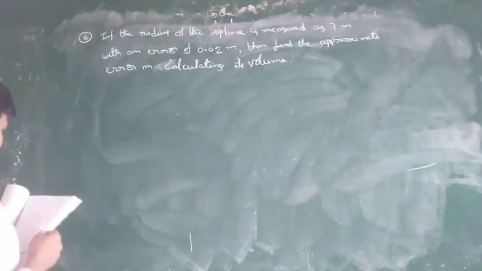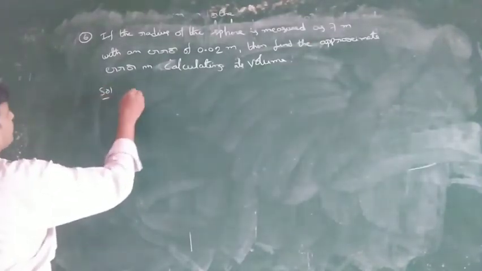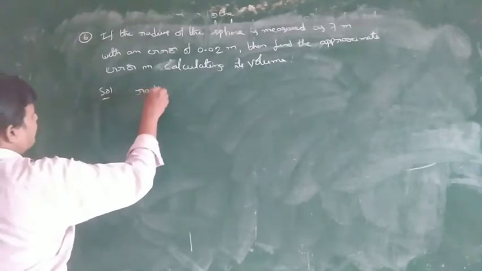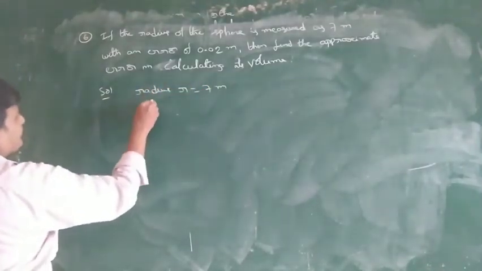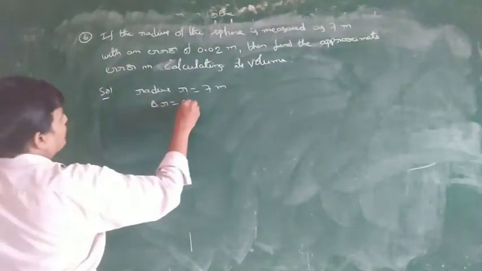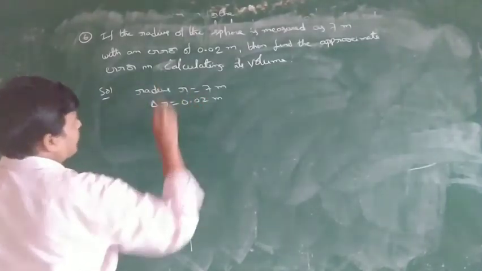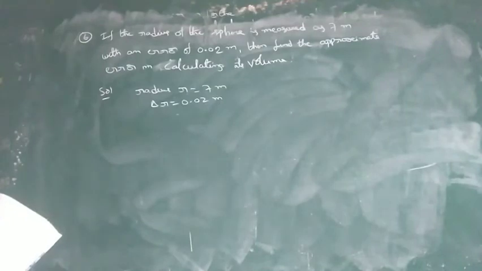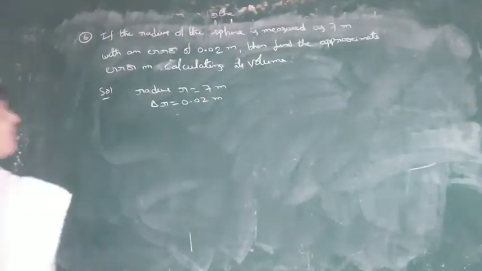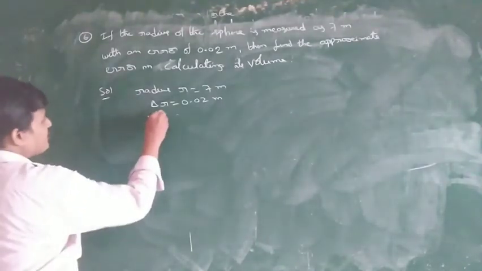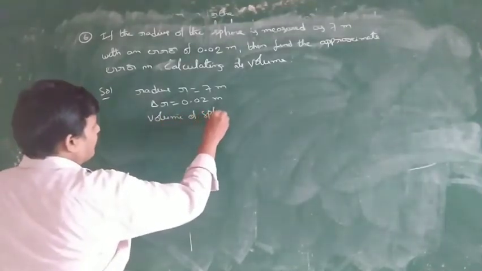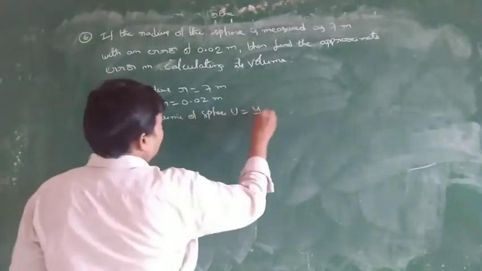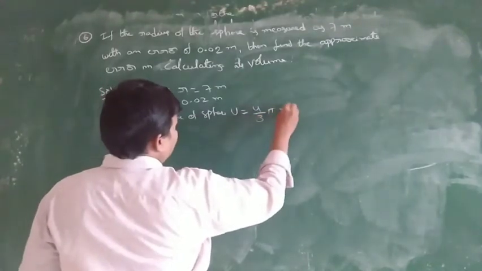Radius r is equal to 7 meters. Delta r is equal to 0.02 meters. Find the approximate error in the volume of the sphere. V is equal to 4/3 pi r cubed.